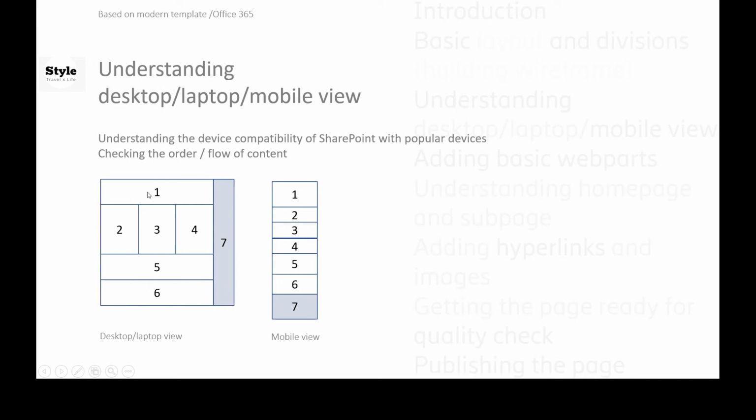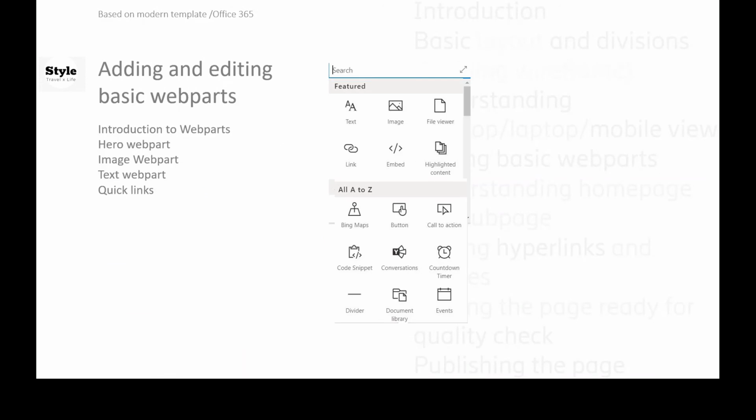So you have to understand and place it logically as per the importance or how things should be in order. This is what I am making you understand by looking at desktop, laptop, and mobile view, and making you aware of checking the order or the flow of content. I hope you have understood what I mean by this. Now let's jump into the site.